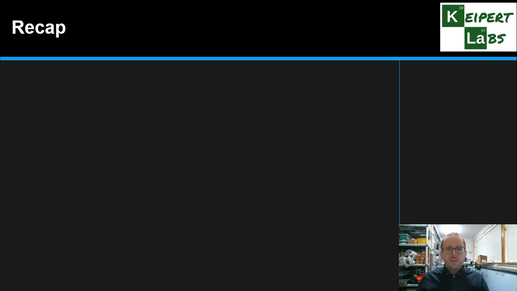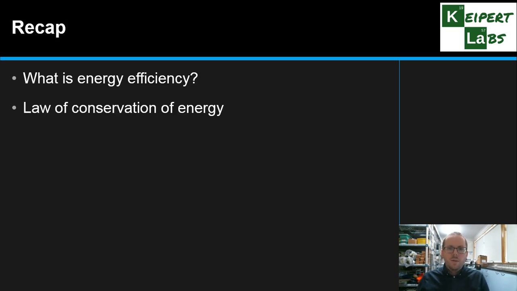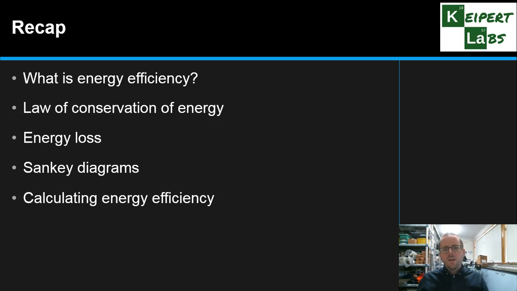Okay, so we looked at what we mean by energy efficiency in terms of how much useful energy is transferred compared with how much we started with. We looked at the fundamental scientific idea of the law of conservation of energy, also known as the first law of thermodynamics. We looked at different ways that energy can be lost from a system and how we can represent that visually with a Sankey diagram, and then looked at how we can make a calculation involving energy efficiency and different techniques we can use to maximize the efficiency of our system.